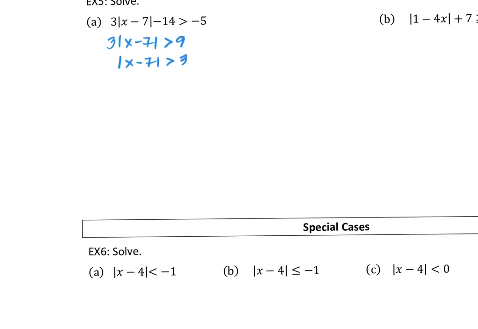I could separate it into x minus 7 greater than 3, or x minus 7 less than negative 3. So it stays the same, but then we flip the inequality and we change the positive 3 to a negative 3. So change everything. And then we'll go ahead and solve these separately. First one, if I add 7 to both sides, I get x is greater than 10. Or if I add 7 to both sides, I get x is less than 4.